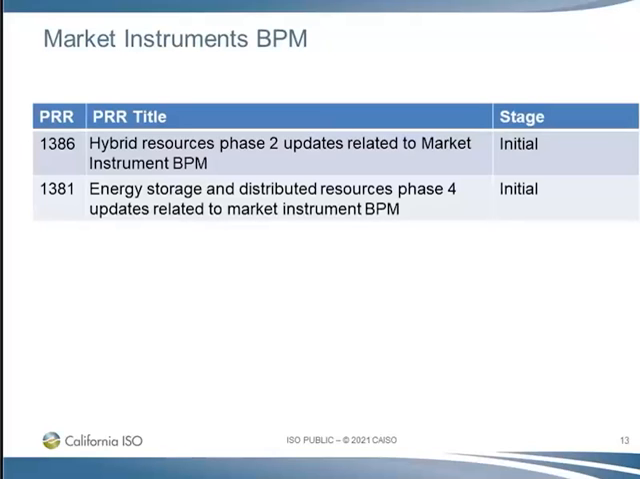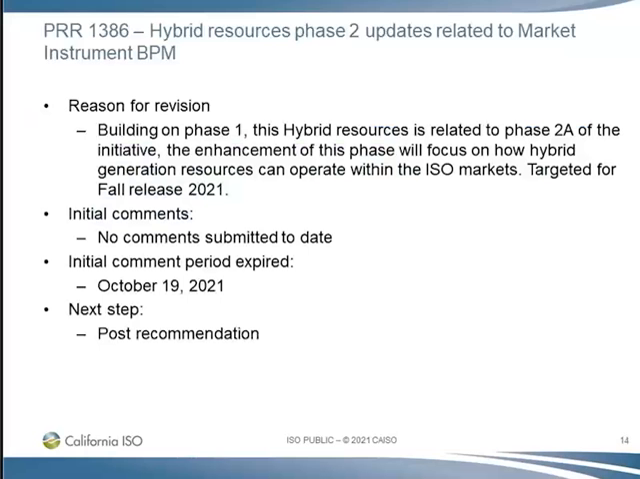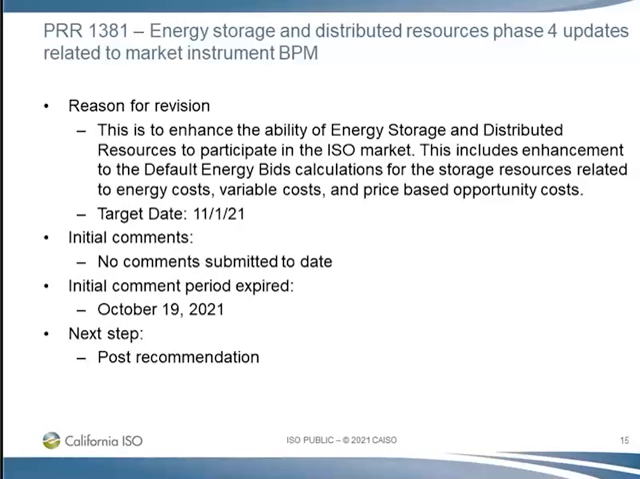Okay, I'll move on to the last two related to Market Instruments BPM changes. Start with PRR 1386. This is the same as PRR 1387, which is related to the hybrid resources, but of course this is for the changes for the Market Instruments BPM. Also PRR 1381, same as 1382, related to the energy storage and distributed resources, but also for MI BPM. Any questions for these last two PRRs or any other PRRs?